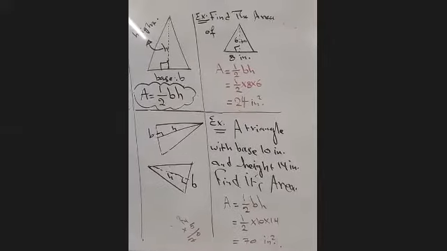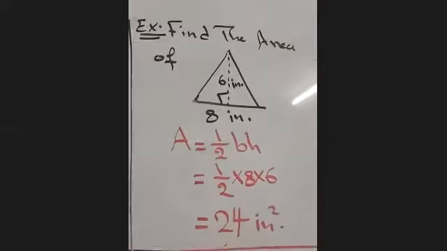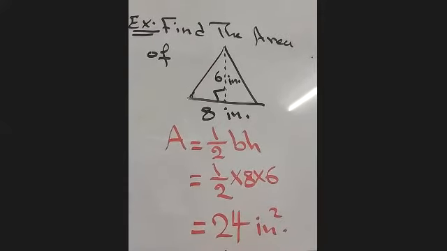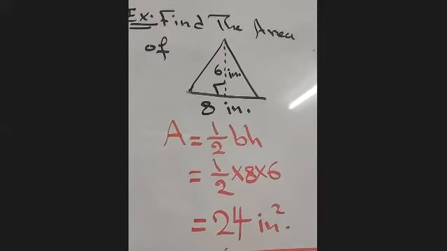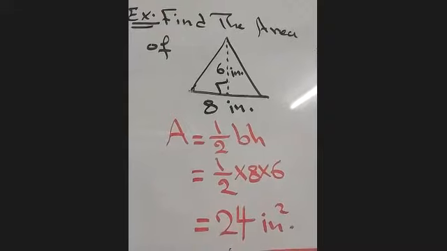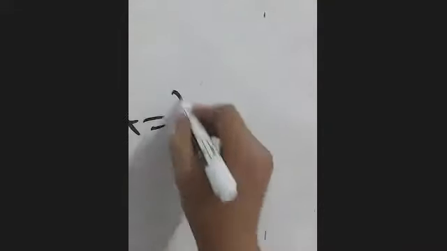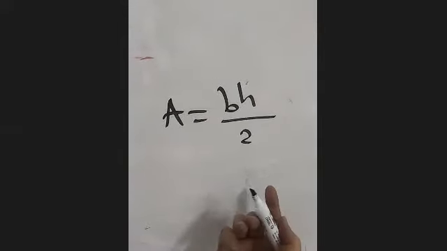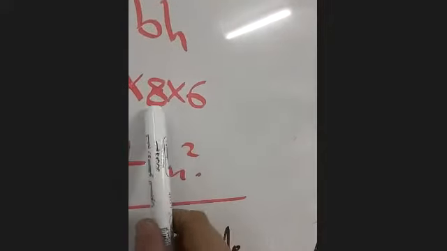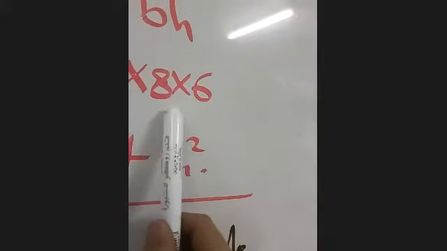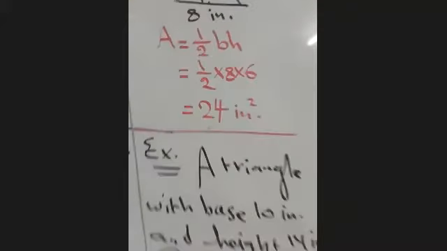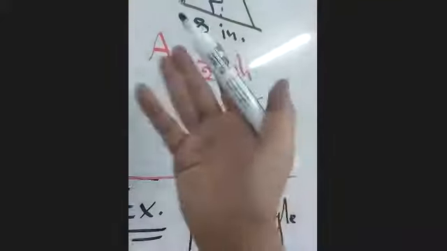Yes, Mister. In the first example of find the area of the triangle, can we replace the 1/2 at the end by divided by 2? So the area A equals BH over 2? Yes, you can. Look here. 8 multiply 6, how much? 48. Divided by 2? 24. Sure you can. But usually we write it like this, half BH. Okay, thanks.